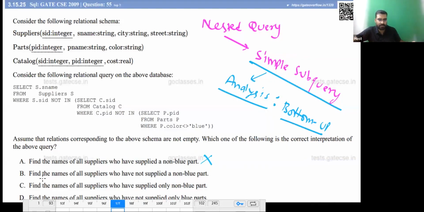What about option B? Find the names of all sellers who have not supplied a non-blue part. But they can supply a blue part. Actually we want those people who did not supply a blue part. If the question said blue part, then this would be the correct answer. Agree? So the correct answer would come if you remove this.